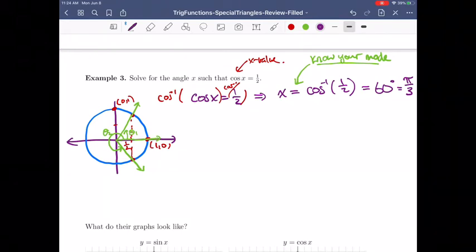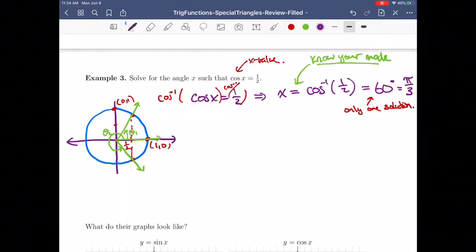Okay, but now we need to be clever. So this is only one solution. Your calculator is only smart enough to give you 1. But for sine and cosine, there's often 2. So if you think about the picture, the x value of 1/2 is going to happen up here. It's also going to happen down here because they both have the same x coordinate. And they're going to intersect the circle in different ways.